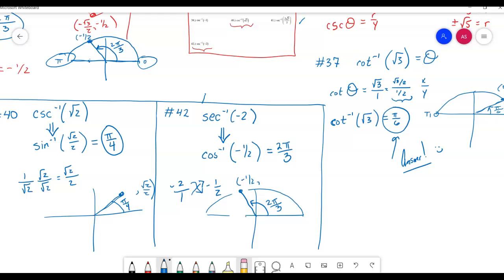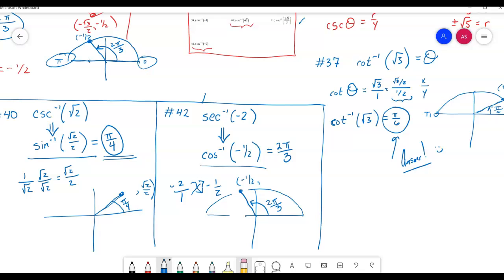So I want you to see that secant inverse becomes cosine inverse of the reciprocal. Cosecant inverse becomes sine inverse of the reciprocal, and so every cosecant inverse problem is a sine inverse problem. Every secant inverse problem is a cosine inverse problem.